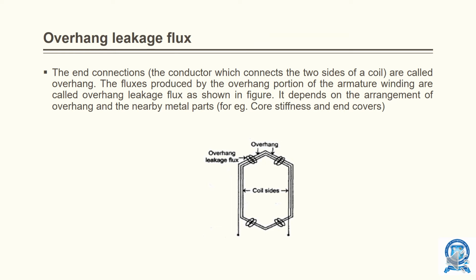Overhang leakage flux. The end connections, the conductors which connect the two sides of a coil, we call end connections or overhang. The flux produced by the overhanging portion of the armature winding is called overhang leakage flux. It depends on the arrangement of the overhang and nearby metal parts.